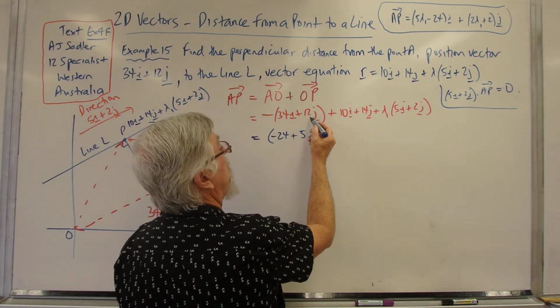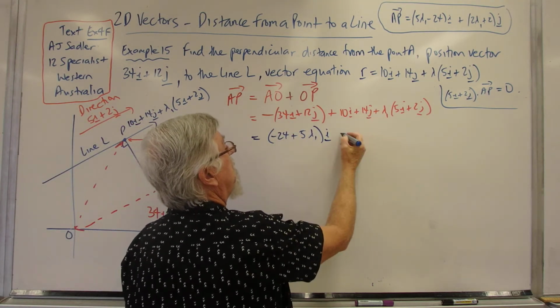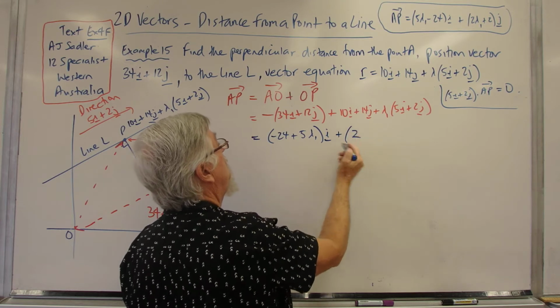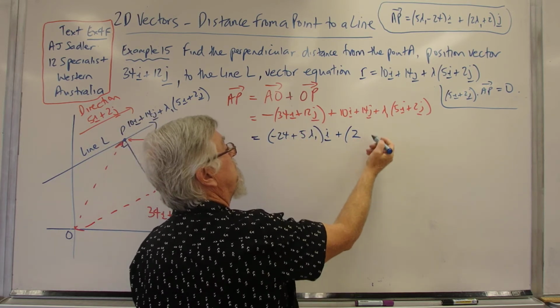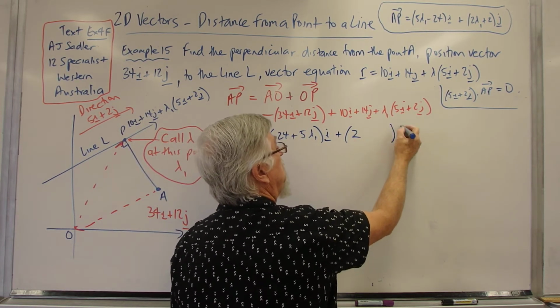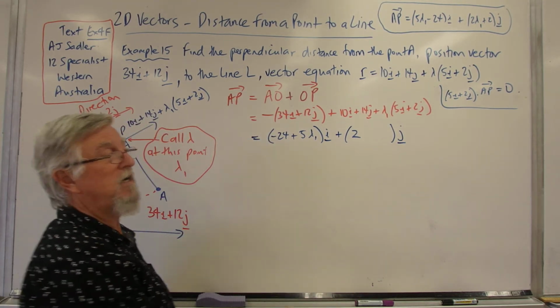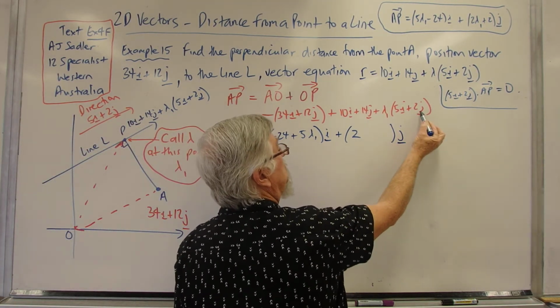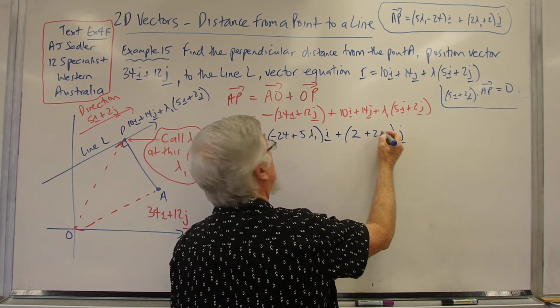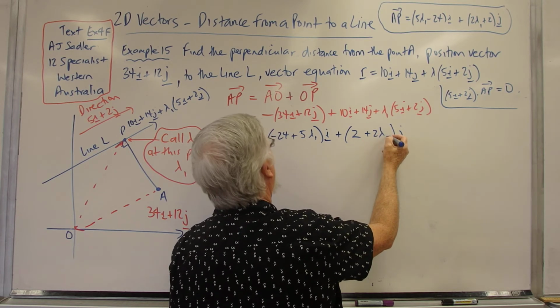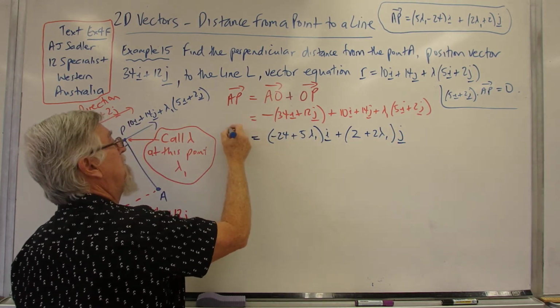I've got minus 12 plus 14. So what have I got now? I've got 2. So minus 12j plus 14j is 2j. I'm going to put the j's out there. And what have I got for the last bit? 2 lambda 1 j. So that's 2 lambda 1. So there's my vector AP.